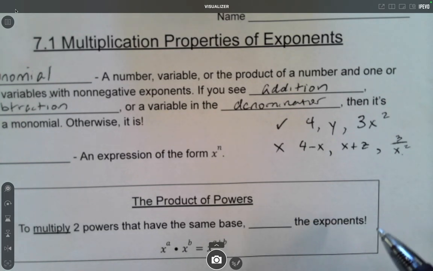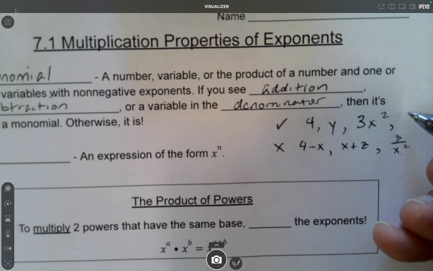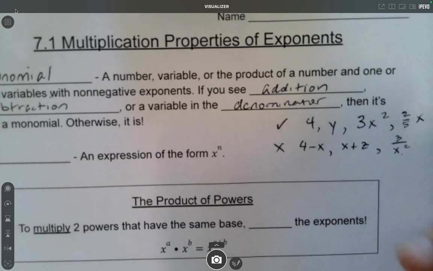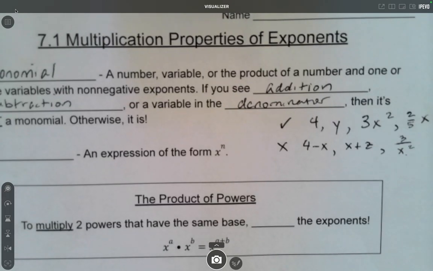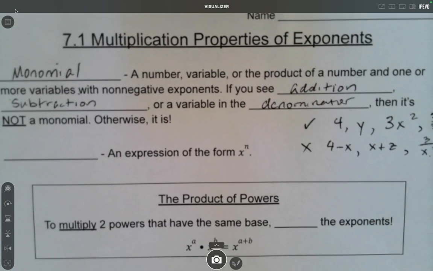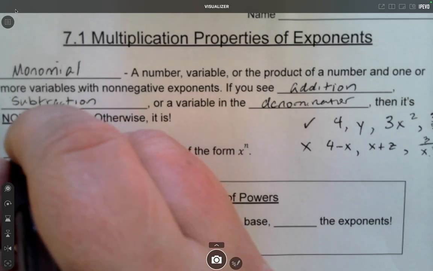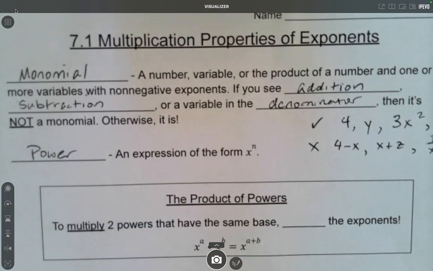Now I do want to add one more to the yes pile, because a number can be in the denominator. I could say 2/5 x, because it's okay for a number to be in the denominator, just not a variable. So those are monomials. The other is a power. A power is an expression of the form x, or any other variable, raised to a number n. So that n does represent a number. It's just saying it can be different numbers, and that's okay, but it's x raised to a number.